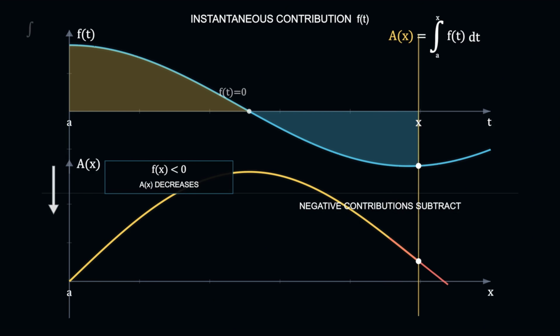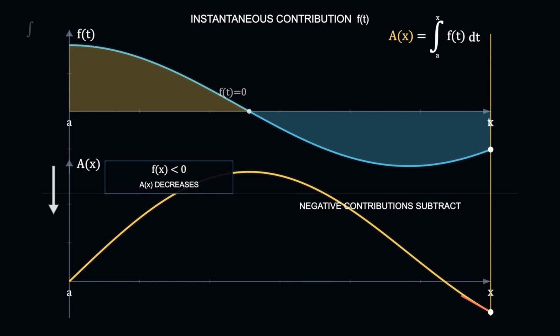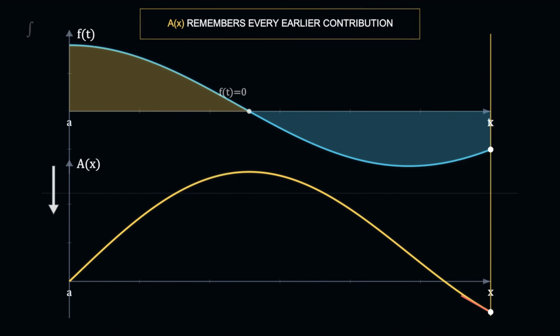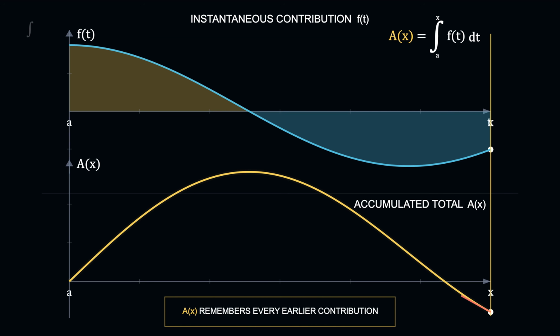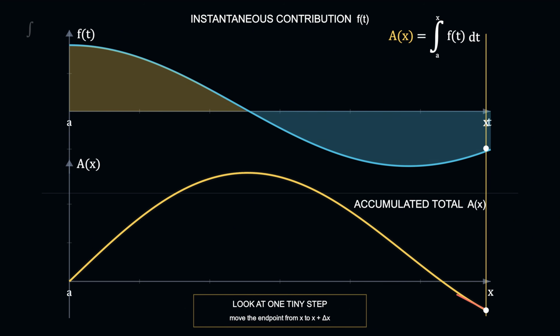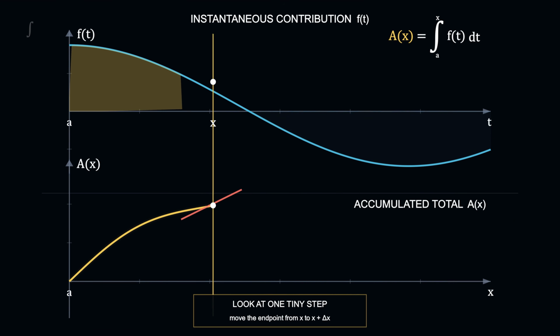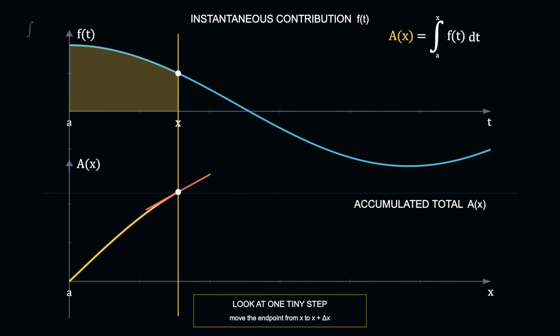The accumulation function then begins to decrease. In this way, A of x remembers every earlier contribution. Now move the upper boundary from x to x plus delta x. This adds one thin region to the accumulated area.